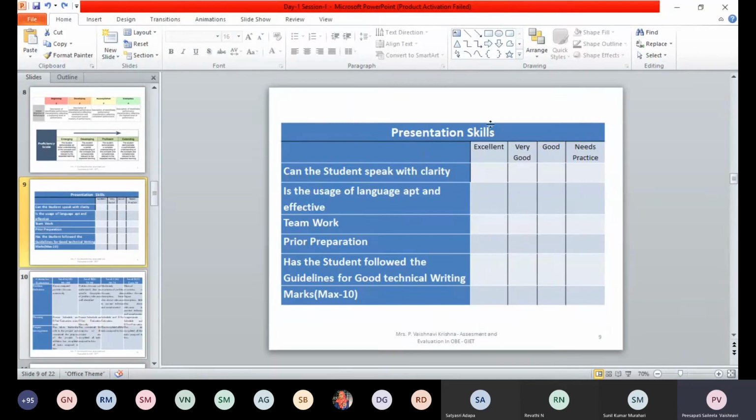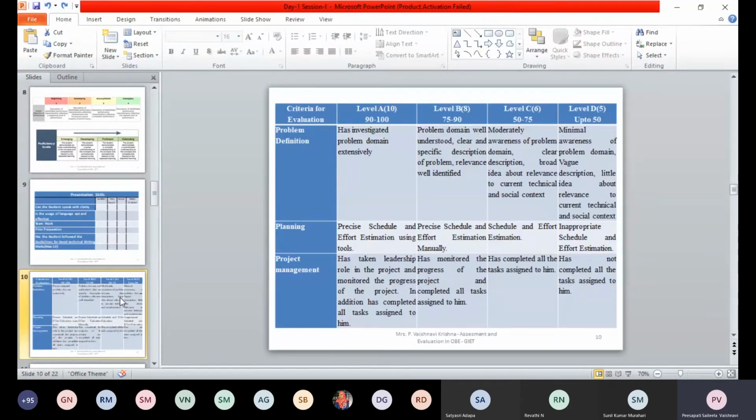So here I am judging the presentation skills based on these. Can the student speak with clarity? Is the usage of language apt? Now I can break these sentences into just points, like speaking with clarity, apt language, teamwork, presentation. So you can cut short these words. It is totally your comfort and convenience, because it is you who are going to judge. Finally, to the peer team, you are supposed to show on what parameters you are judging your student. So these are the rubrics.